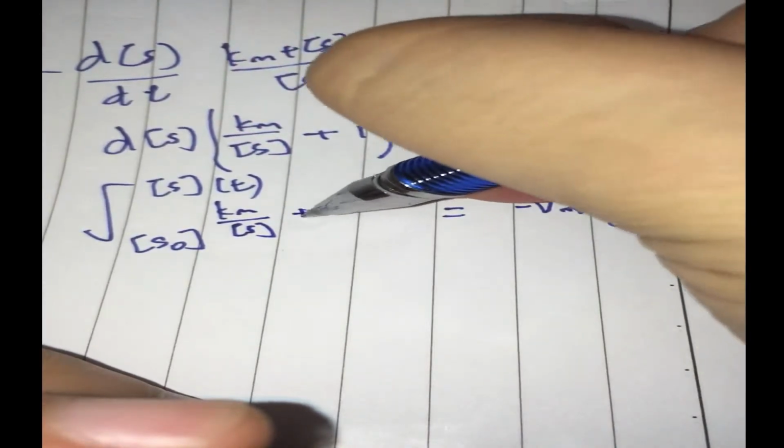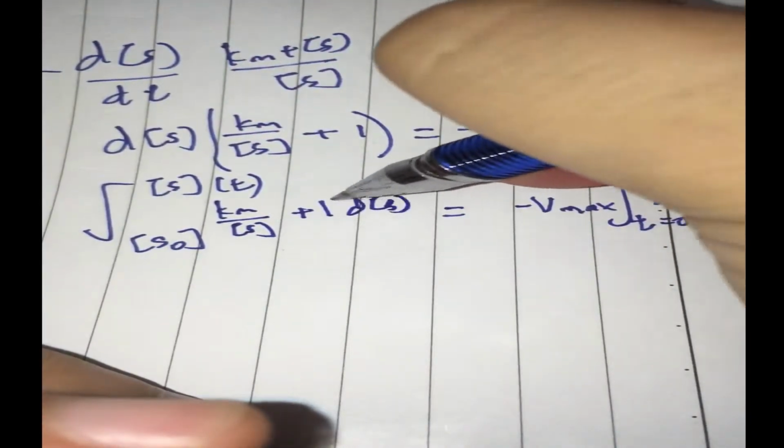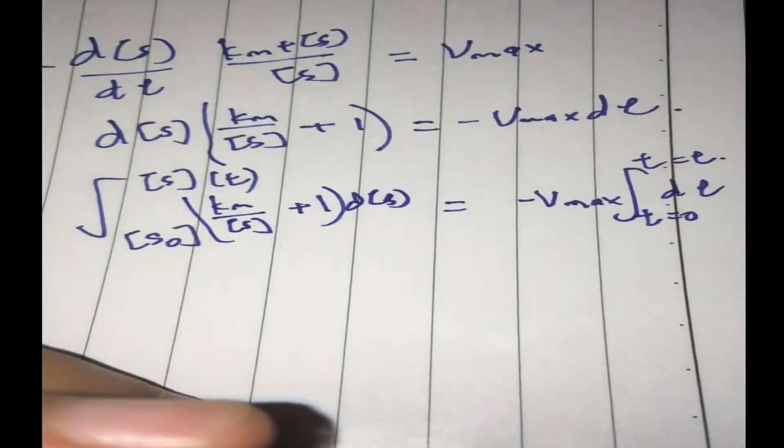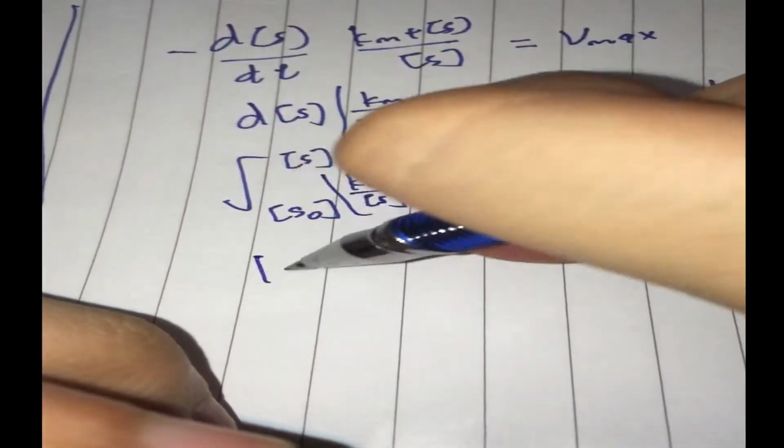So okay, let's do this. Km over S plus 1 dS, and we bracket this, and let's integrate, ln.